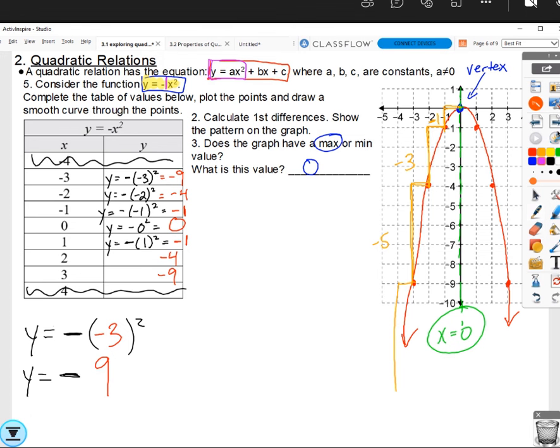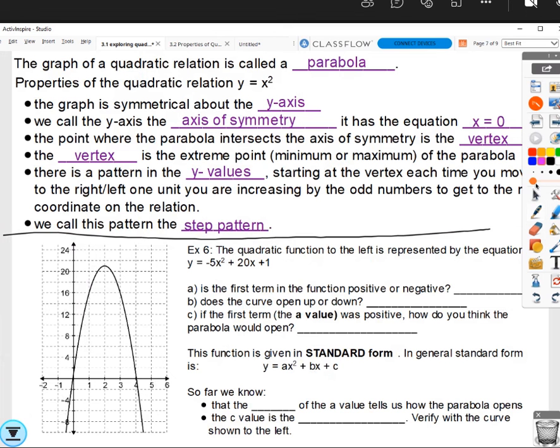Okay. We filled in a bunch of blanks, and this is very definition-based. Lots of new terminology. The graph is called a parabola. And again, like we just mentioned, we're looking at y equals x squared. So whenever you see any quadratic in y equals x squared, here are the properties. The graph is symmetrical about the y-axis, meaning that this axis of symmetry, which was that green vertical line, has the equation x equals 0. It always does for these types of quadratics. It'll always be x equals 0.